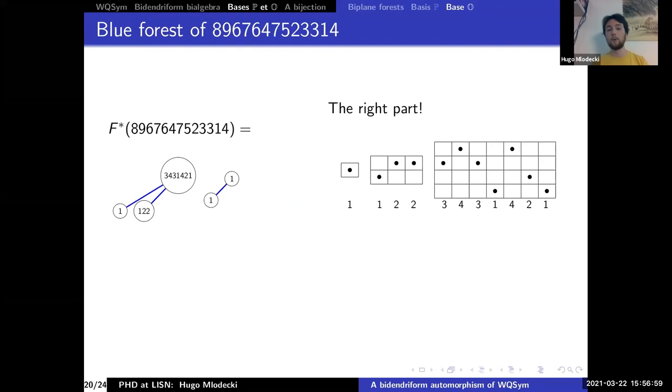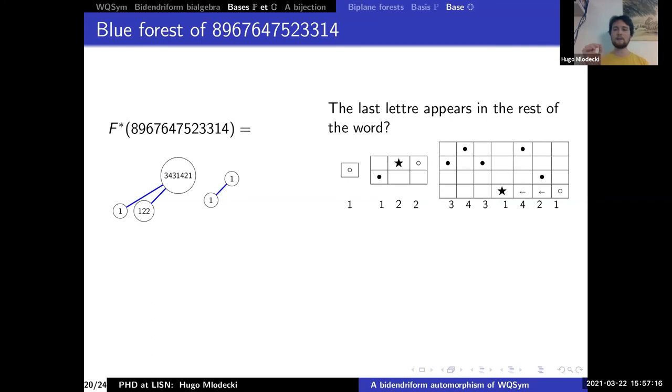So now focus on the right side of the tree, the right children. Let's go. We remove again the last letter and we ask a question: does the last letter appear in the rest of the word? So here on the first word, which is only one, the rest of the word is the empty word. So there is no other one. Here there is another two, and here there is another one. So the answer is yes for this word and this word, and the answer is no for the first word.